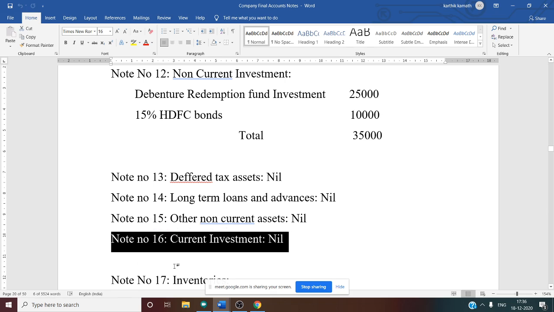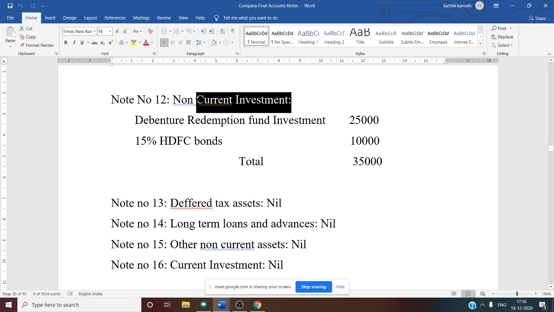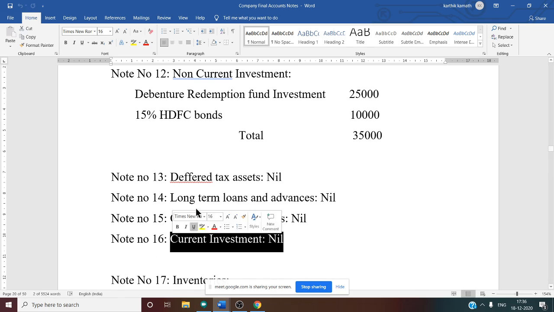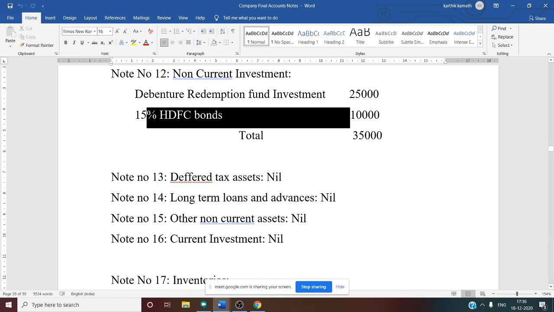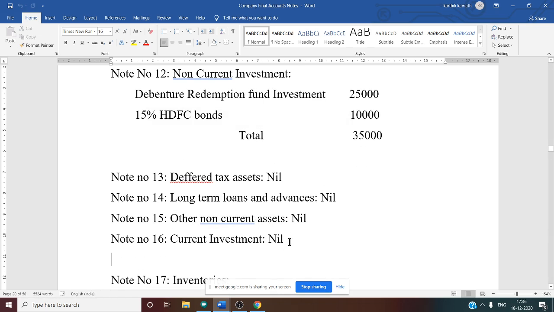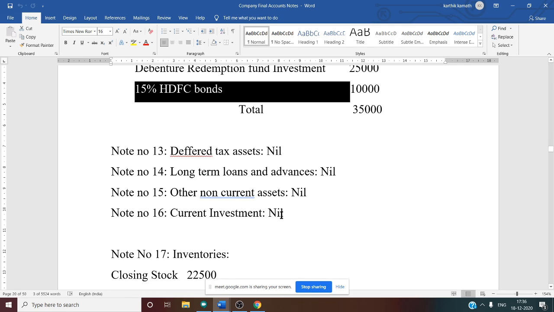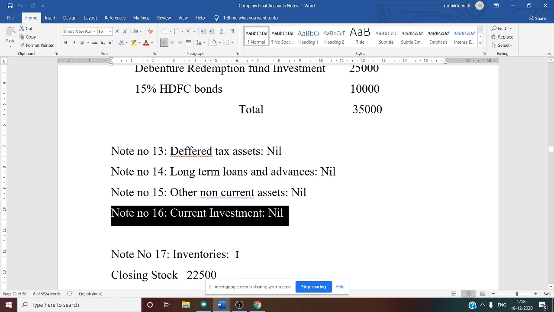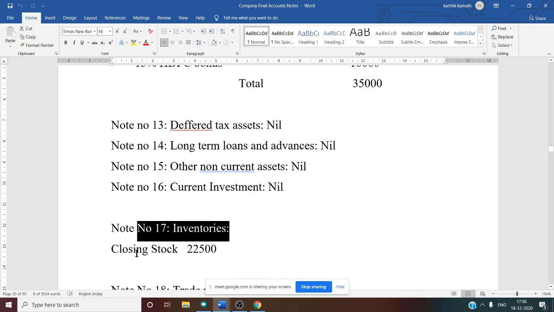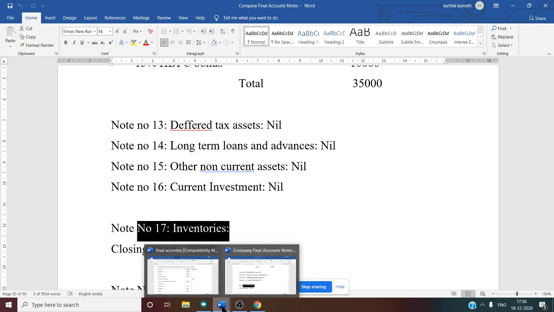Current investment. See, now we have taken non-current investment, so our current investment is nil. If we assume this 15% HDFC bond as a current investment, then you can write this information here under note number 16. But usually the practice is to assume this as non-current investment. That is why we have taken it under note number 12. So current investment note number 16 is nil. Now note number 17 is about inventory. Inventory, that too only closing stock we have to write.